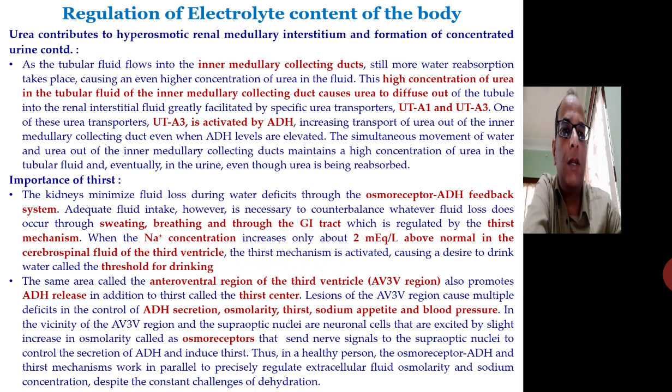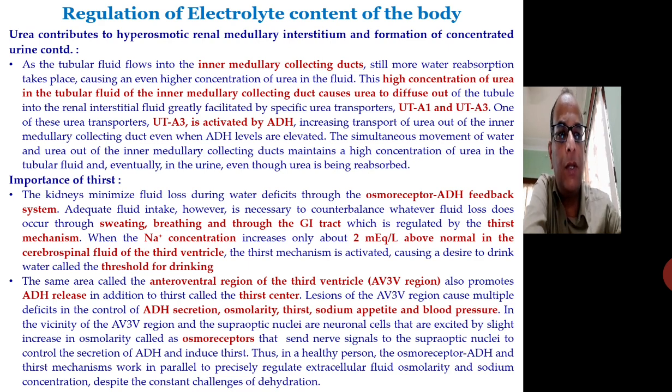When the sodium concentration increases only about 2 milliequivalent above normal in the cerebrospinal fluid in the third ventricle, the thirst mechanism is activated, causing a desire to drink water, called the threshold for drinking. The same area, called the anteroventral region of the third ventricle, that is AV3V region, also promotes ADH release in addition to thirst, and is also called the thirst center.